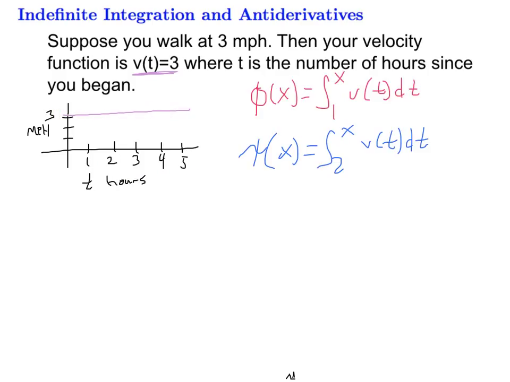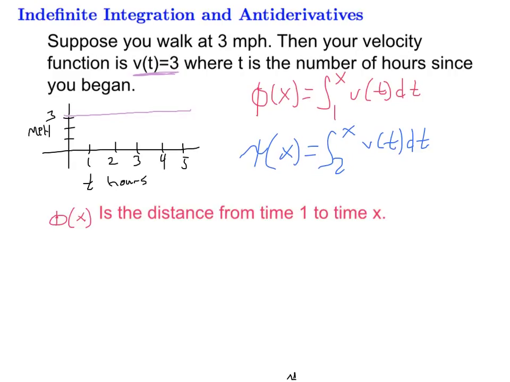Well, what we can do is define two new functions now. We can define phi of x, the red one here, and this is the integral from 1 to x of v of t dt. And we can define another function, psi, the blue function. That's the integral instead from 2 to x of v of t dt. And we can ask ourselves, well, what are these things?